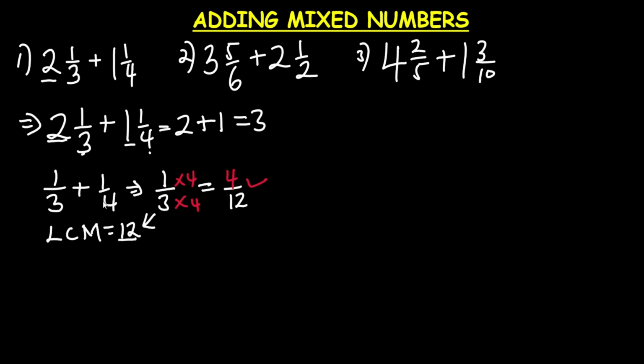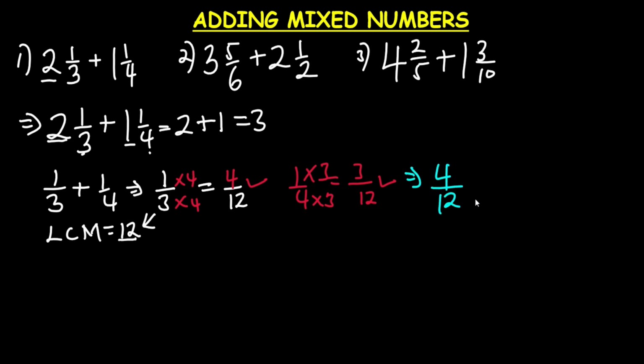And then I'll take the second fraction, which is 1 over 4, and I'll also equate it to the LCM. Now, what number can I multiply by 4 to give me 12? 3. And over here 3. 1 times 3 is 3. Now I have 4 over 12 and 3 over 12, that are the fraction parts. Now I can go ahead and add them.